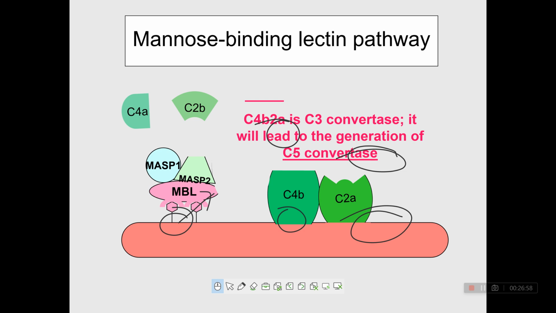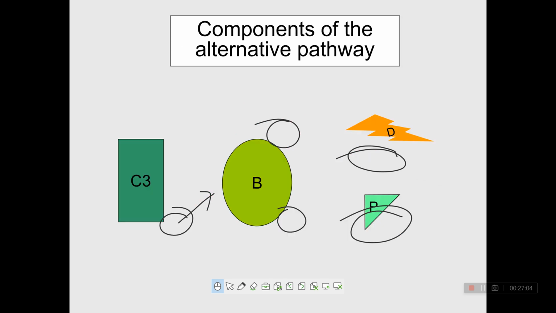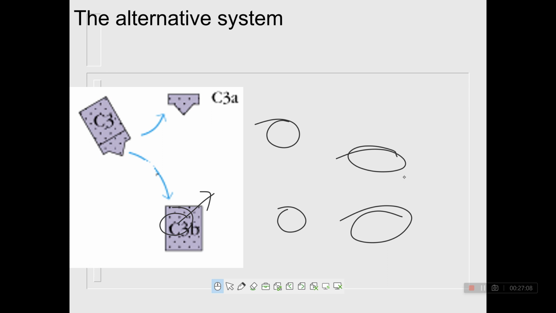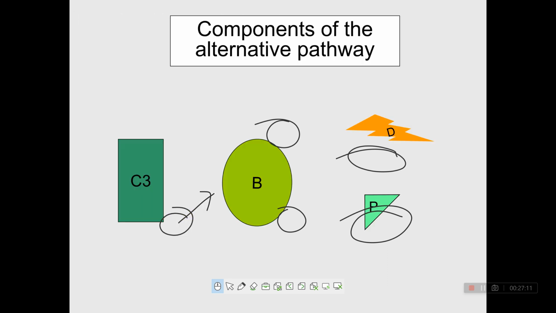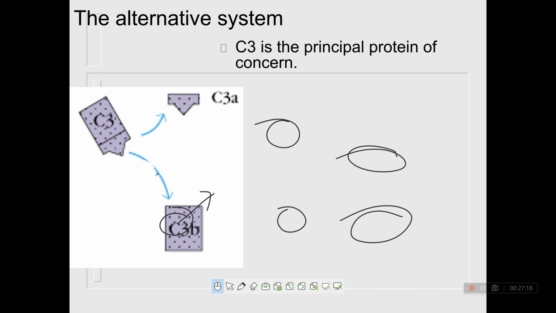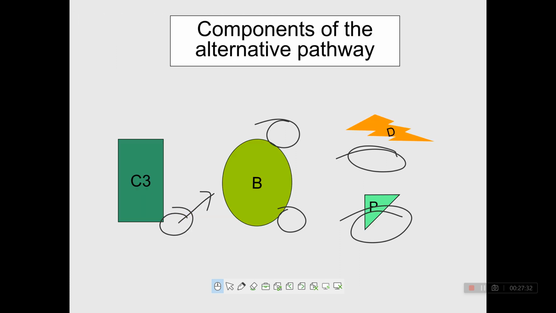They convert into a C3 convertase. It will lead to generation of C5 convertase, right? When C5 convertase is generated, they activate B, P and D, right? So that is the mannose binding pathway. Mannose binding lectin, C4, C2, C3 are the components of the mannose binding pathway.